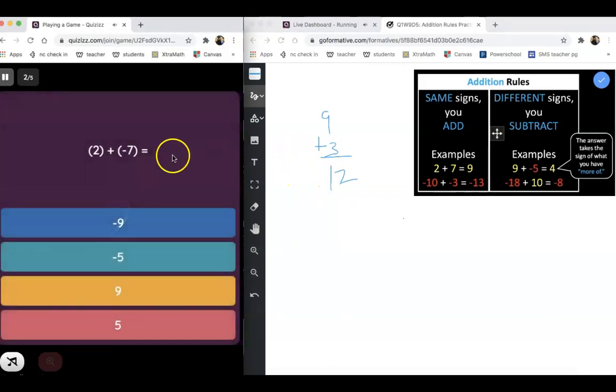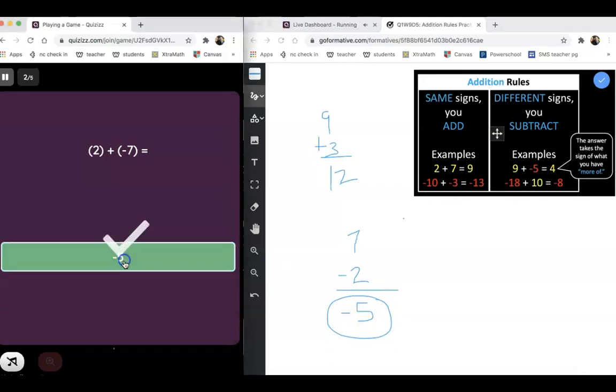Next problem. 2 plus a -7. I look over at my rules. Those signs are different, so I'm going to subtract. So I take the larger one in terms of absolute value, the 7, and I subtract the smaller one, and I get 5. And then I have to look back. Which do I have more of, the positives or the negatives? Well, I have 7 negatives and only 2 positives. So the negatives will win out. I have more of the negatives. So the answer is -5.